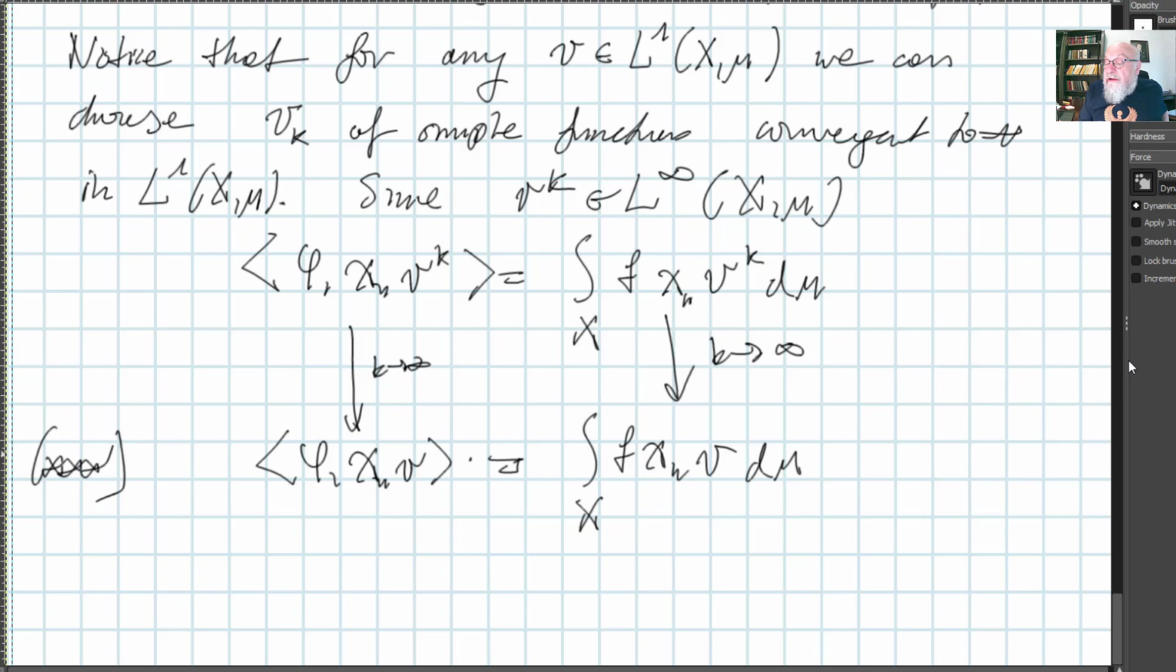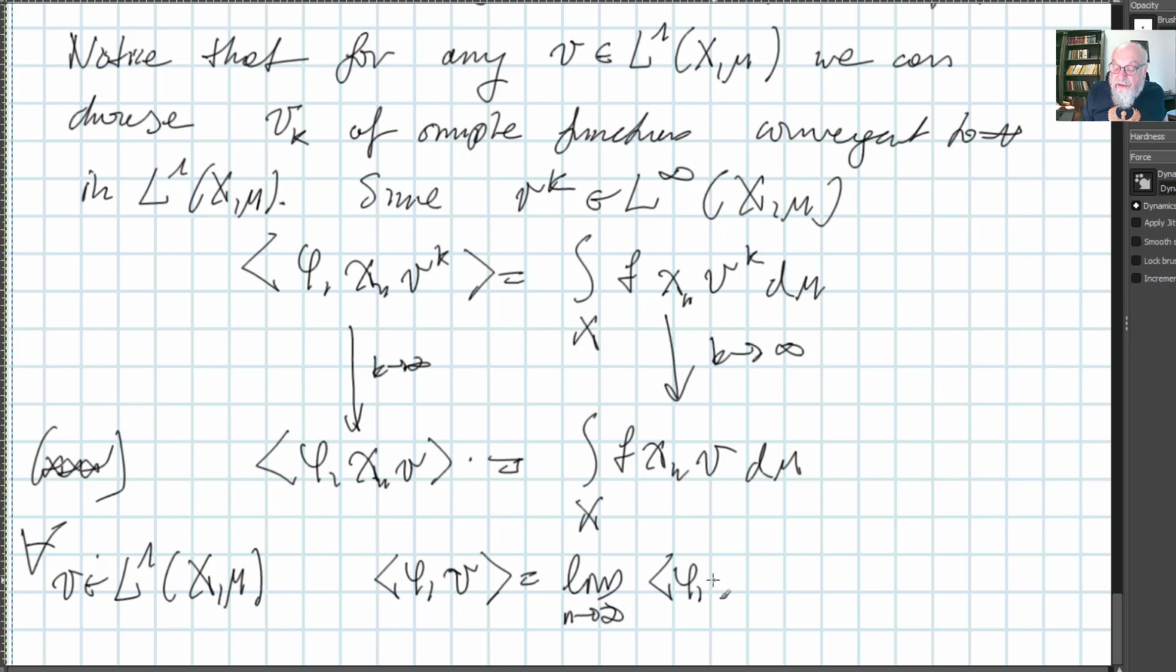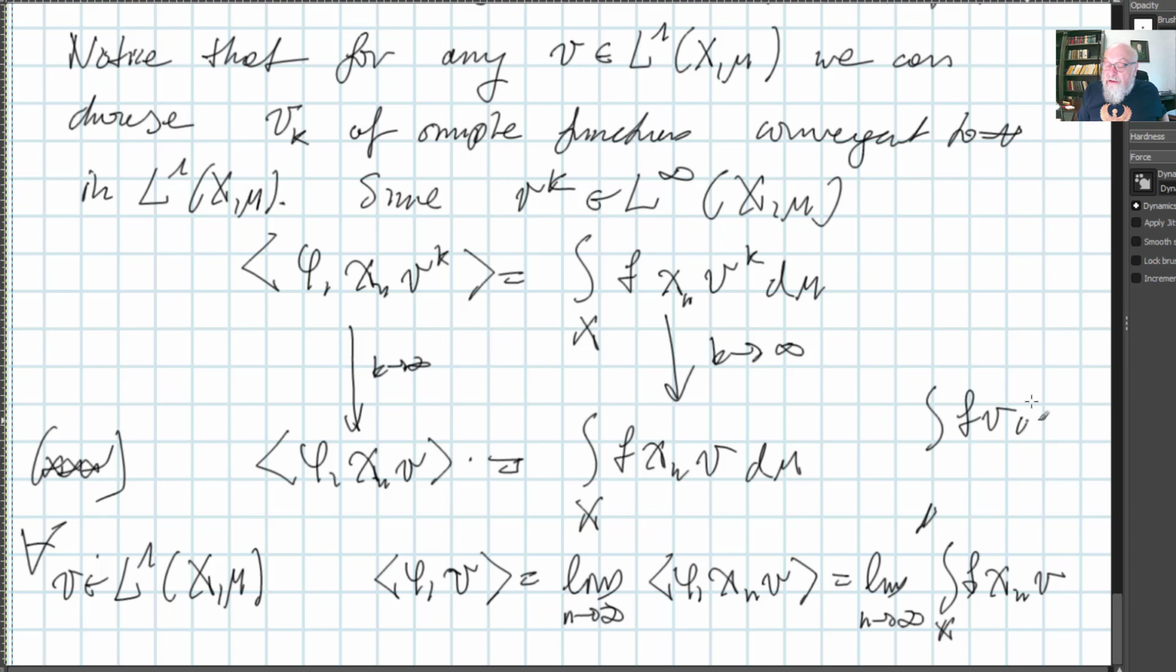And finally there is nothing much more to prove. It's simply for every v belonging to L1(X, mu), phi of v is equal, again by the continuity, as n goes to infinity, to phi of chi_n v, but that one will be equal to the limit as n goes to infinity of the integral of f psi_n v. And we get that this is equal to the integral of f v d mu over X. So we get the required representation.